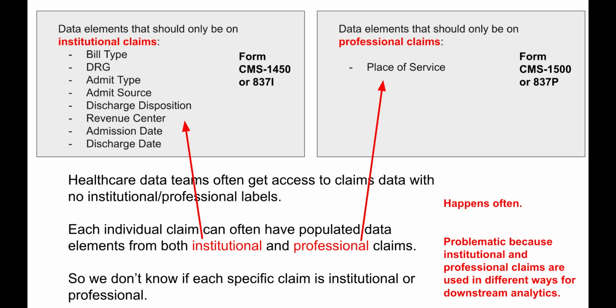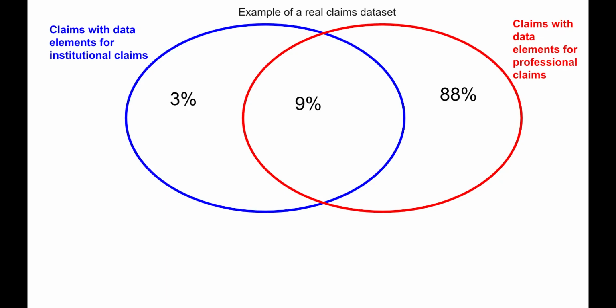To give an example, if you wanted to do an analysis of acute inpatient utilization, you would use institutional claims to define the acute inpatient stays and the dates in which they happened, and you would use professional claims to calculate the total cost of the acute inpatient visit, because you sum the cost from both institutional and professional claims. So here's an example of a real claims data set I was looking at today.